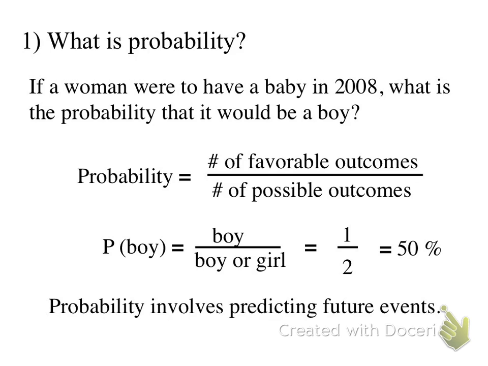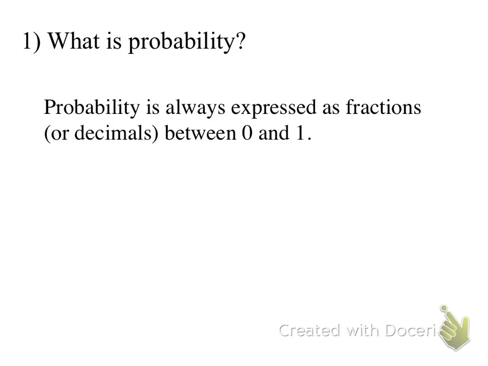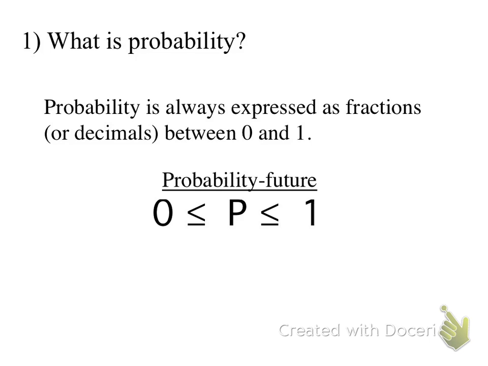So probability is really about predicting the future. Probability is always expressed as fractions or decimals or percents between 0 and 1. And so here's how we write it. You might see this. Probability is greater than or equal to 0, but less than or equal to 1. Impossible is 0 and certain is 1. You're going to have to write quick.